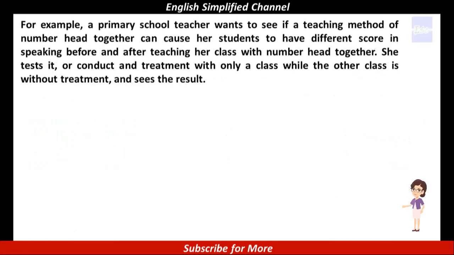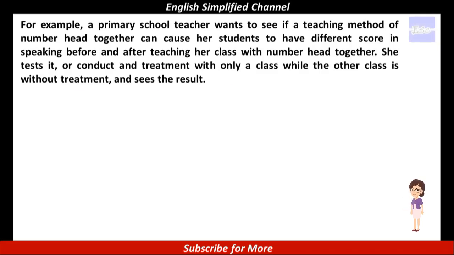For example, a primary school teacher wants to see if a teaching method of number head together can cause her students to have different scores in speaking before and after teaching her class with number head together. She tests it or conducts the treatment with only a class, while the other class is without treatment, and sees the result. This is how to conduct the research and find the answer.